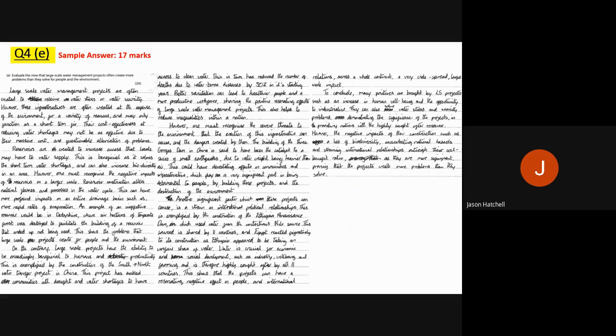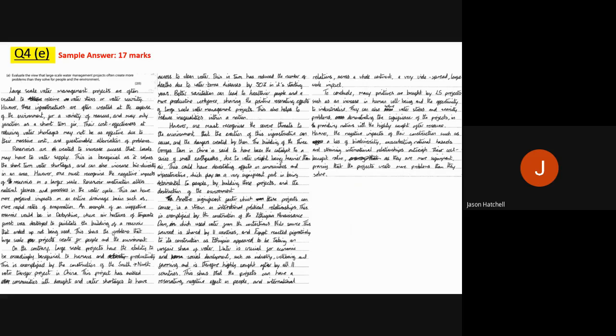Then it goes back to the environment again. It says, however, things like the Three Gorges Dam have been a catalyst for small earthquakes, really damaging to people, made them move from the areas that they live in, and therefore can also cause destruction to people and the environment.